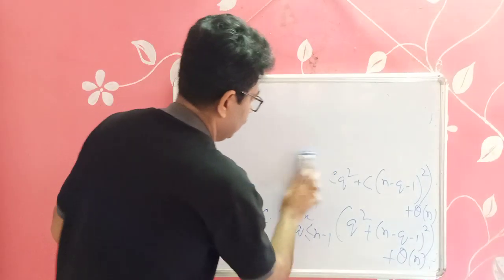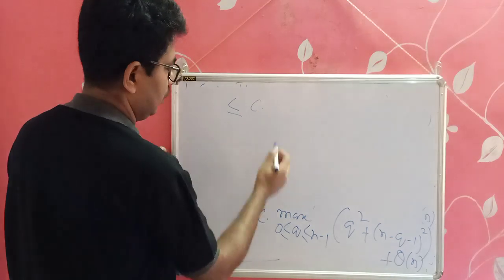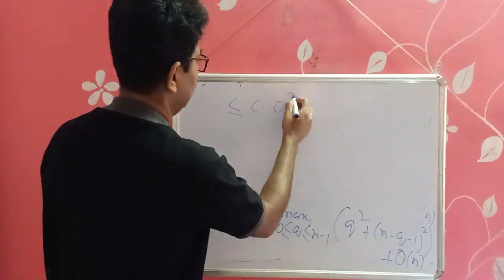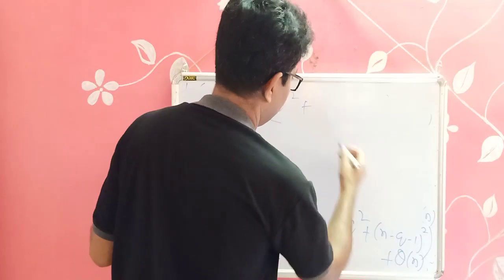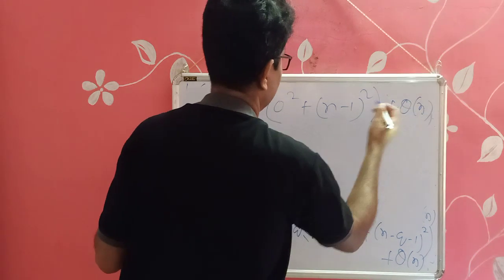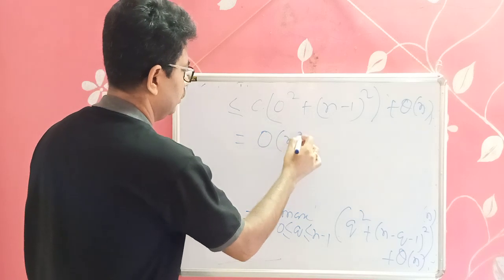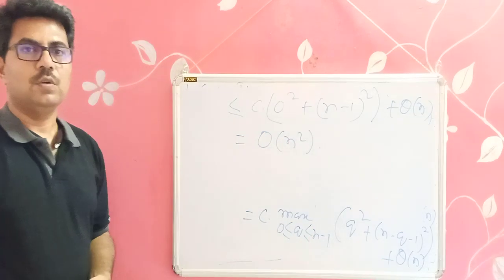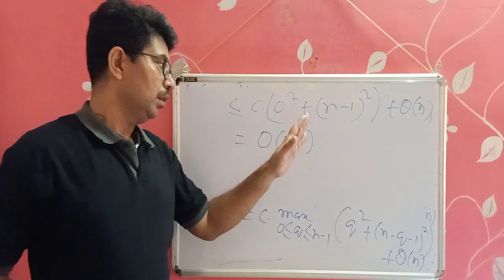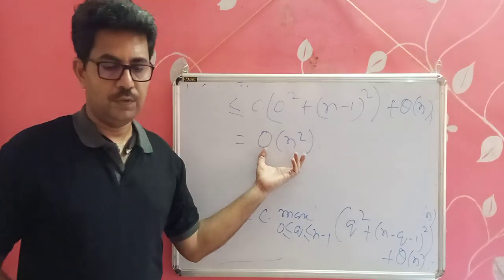So if we put this value, either 0 or n minus 1, what we will get? This is less than or equal to some constant, let q equal 0, so 0 square plus (n minus 1) whole square plus theta of n, which is order of n square. So we can say that this is order of n square. Therefore, the worst case time complexity of randomized quicksort is again order of n square.